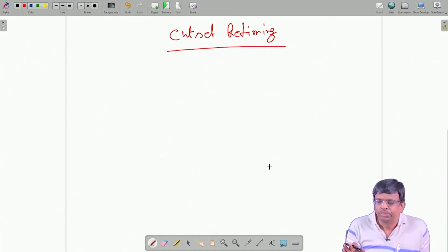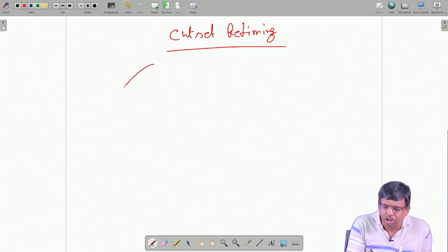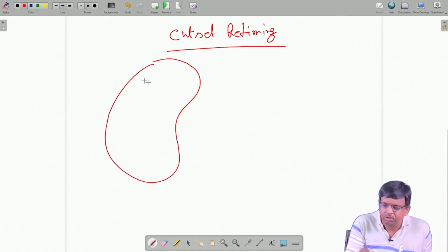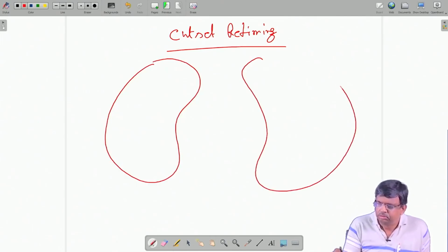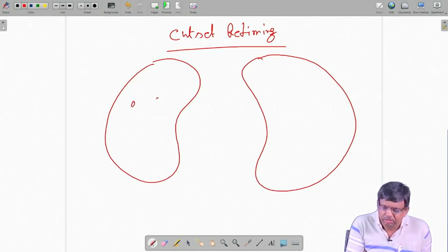So in cut set retiming, what do you do? You look at the entire DFG. By visual inspection, you cut it into two halves, separate it into two halves. One half has some nodes inside.